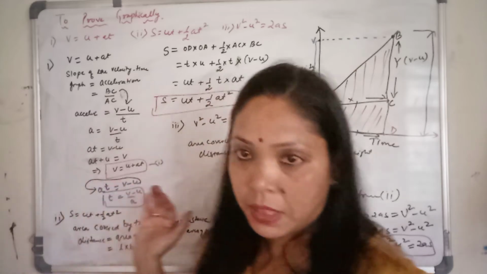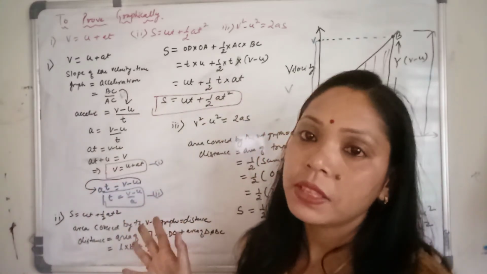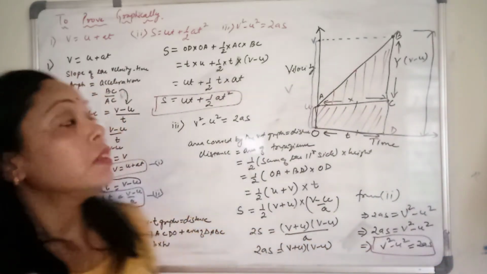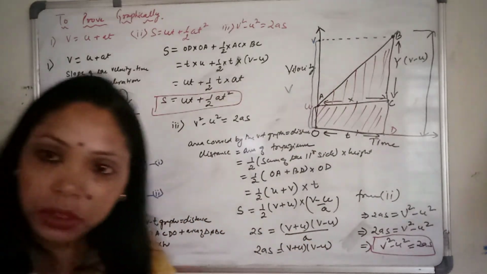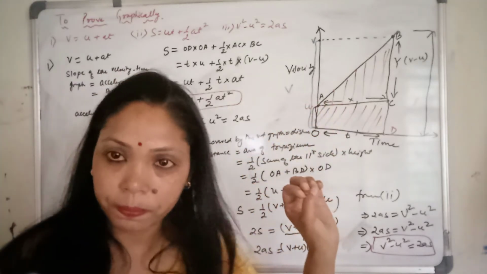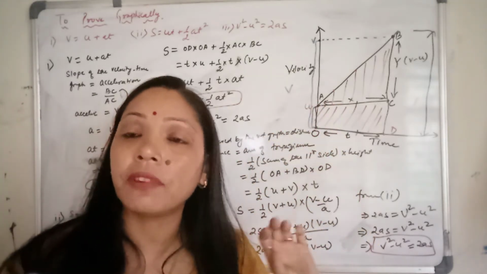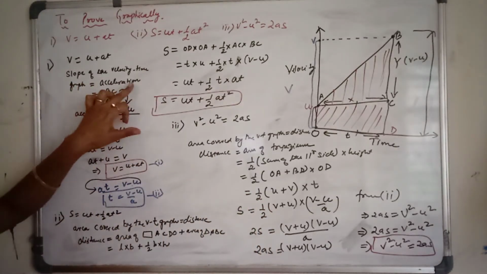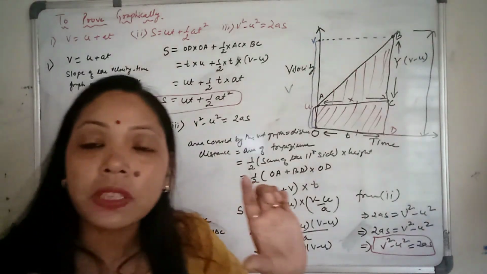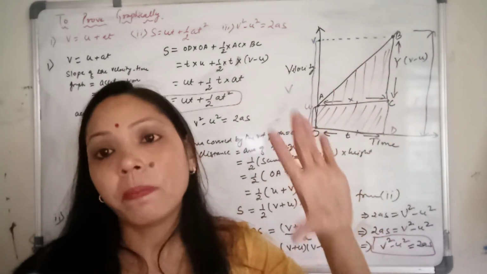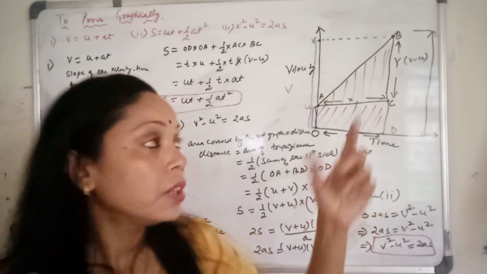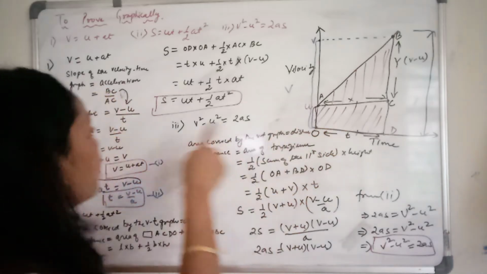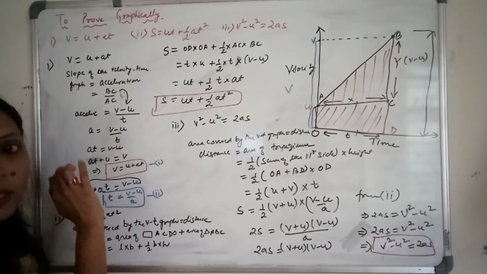So, if you understood this one, then it will be very easy to derive these three equations. So, once again I am repeating for you. To find the first equation of motion, you find out the slope. Slope of velocity time graph always gives you acceleration, and slope means what? Y by x, or perpendicular by base. Draw one right triangle in the figure. So, find out the perpendicular. Perpendicular will be BC by AC.